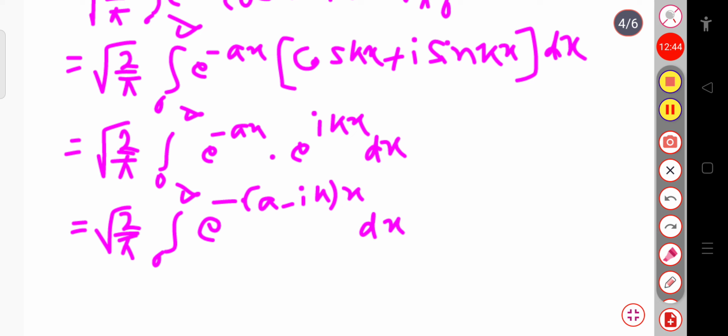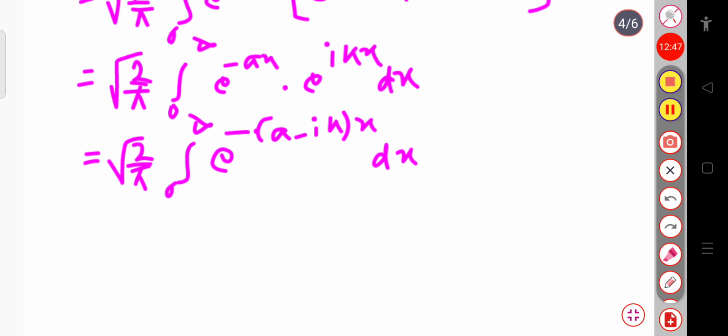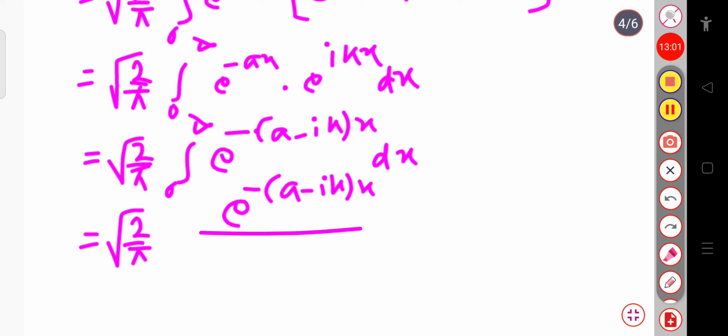Okay. Now let us do the integration. This will be equal to root over 2 by pi, and this integration will be exponential minus (a minus ik) whole into x, divided by the coefficient of x, that will be minus (a minus ik), and this limiting value varies from 0 to infinity.